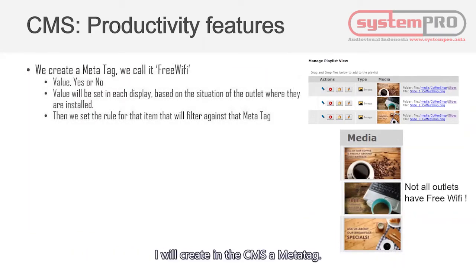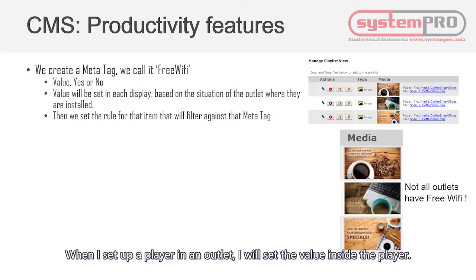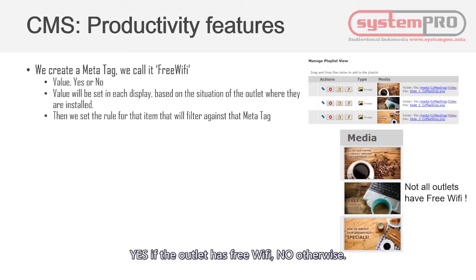I will create in the CMS a meta tag. I give it a name, free Wi-Fi. Value can be yes or no. When I set up a player in an outlet, I will set the value inside the player. Yes, if the outlet has free Wi-Fi, no otherwise.